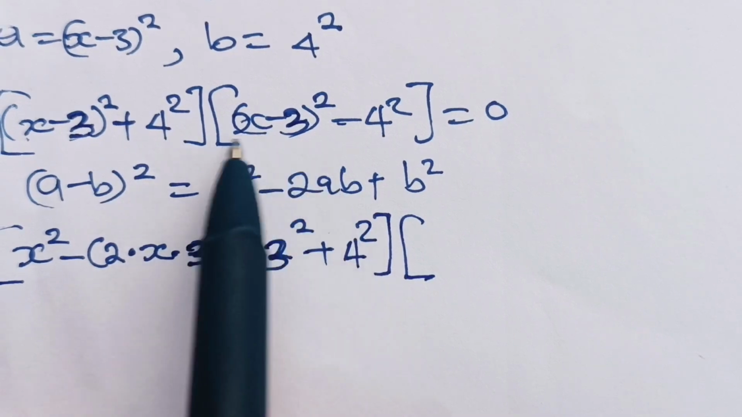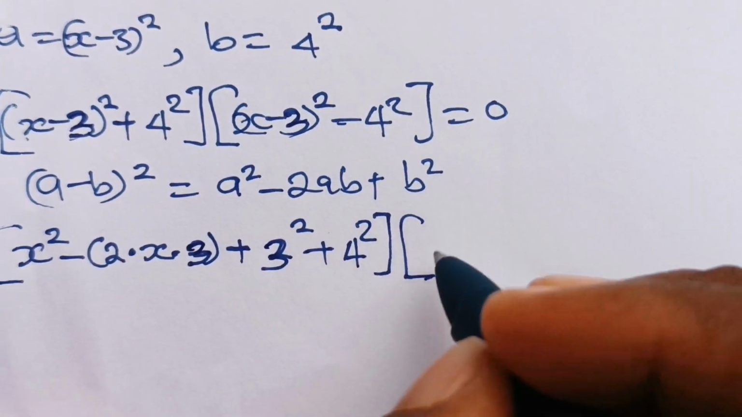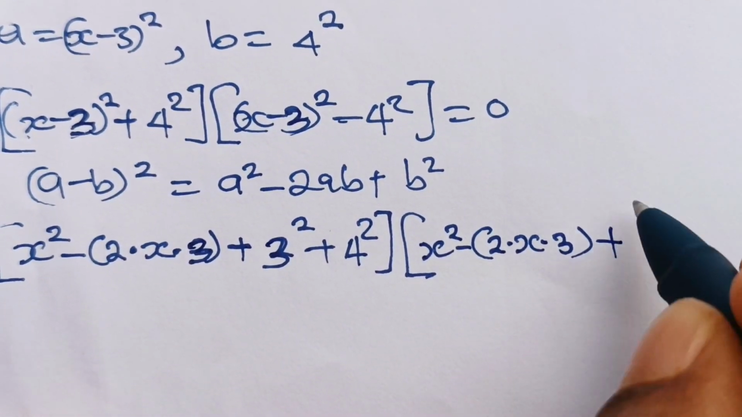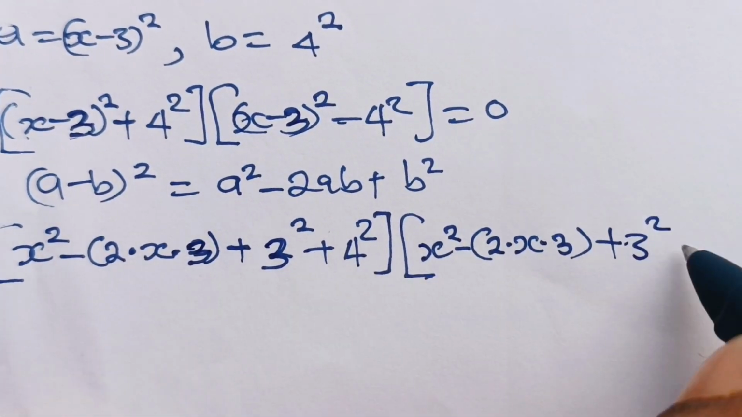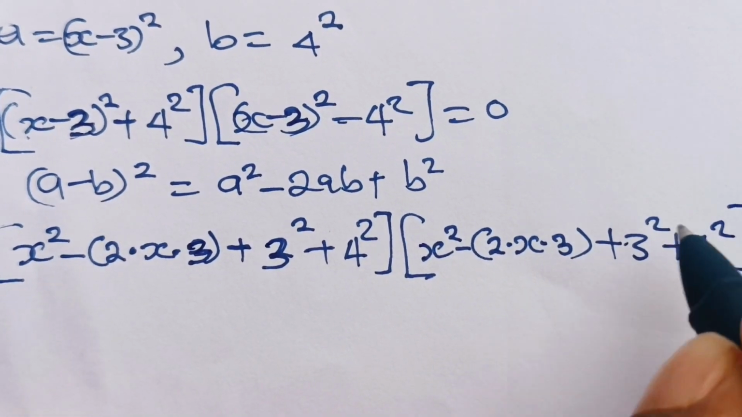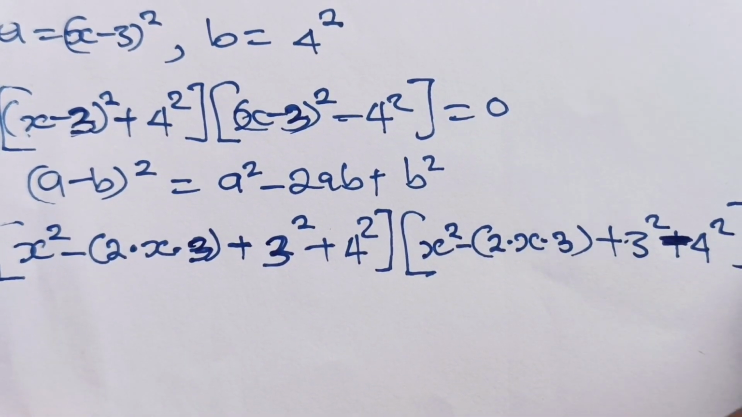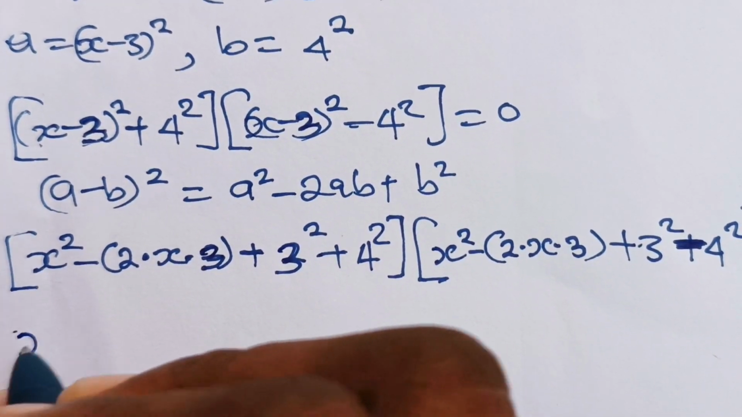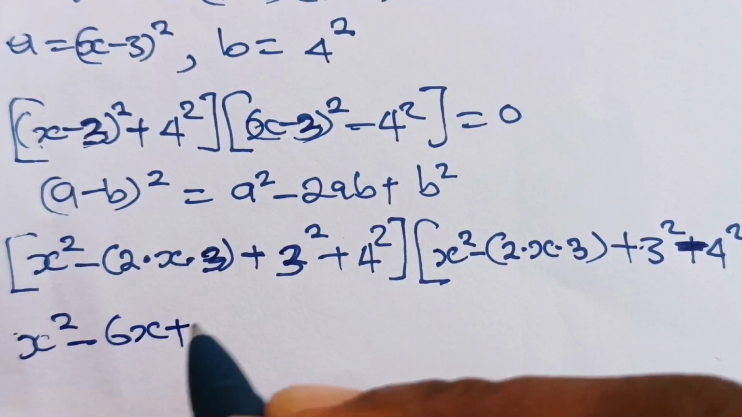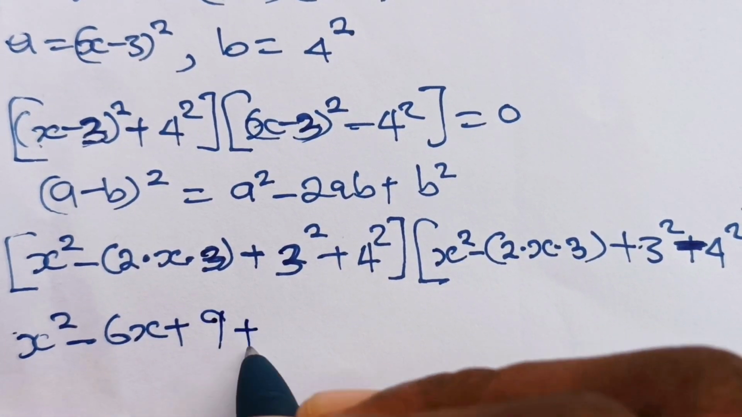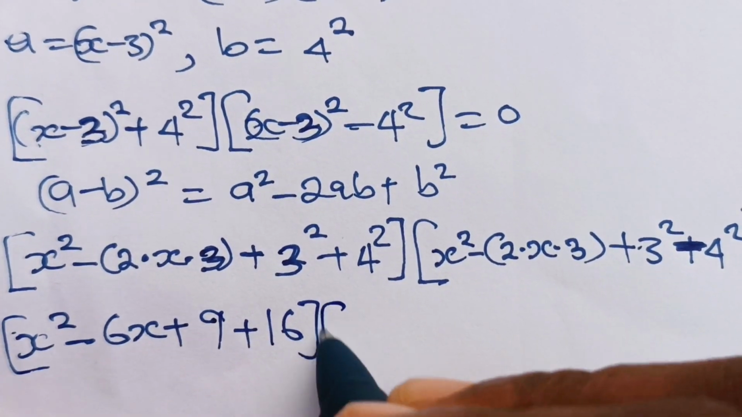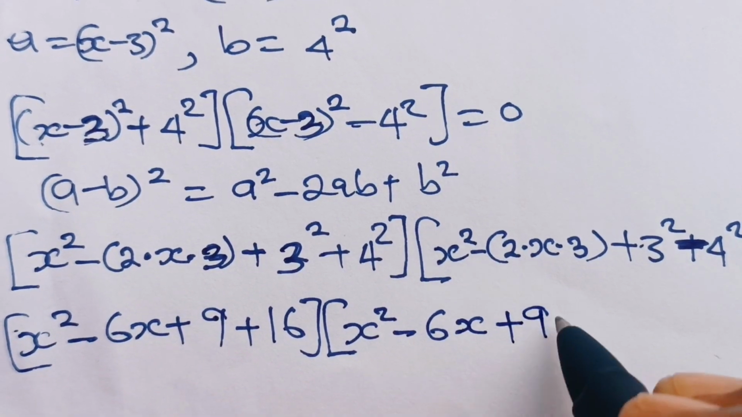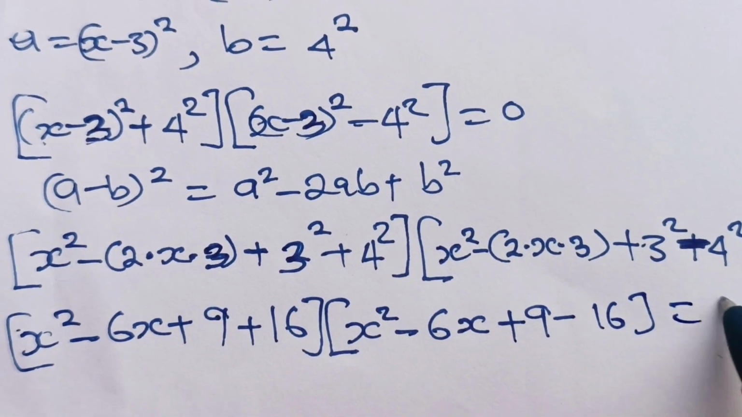Then open brackets. For this, we are going to have the same thing that we got here, right? It's going to be x² − 2 multiplied by x multiplied by 3 plus 3², okay? Then minus 4² this time. Minus 4² is equal to 0. All right, now we are going to solve this. If you solve this, we have (x² − 6x + 9 + 16). Okay, close bracket, open bracket, x² − 6x + 9 − 16 is equal to 0.